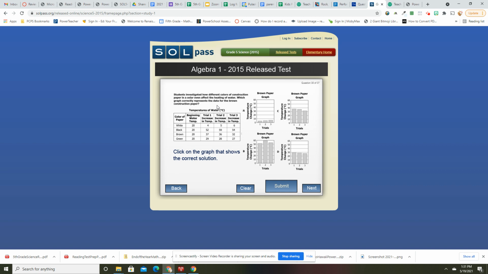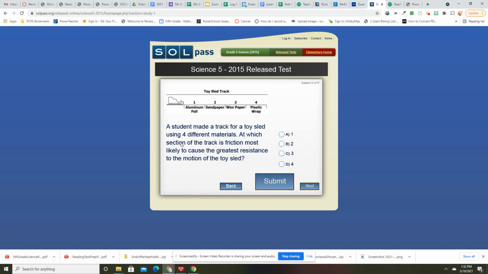Students investigated how different colors of construction paper in a solar oven affect the heating of water. Which graph correctly represents the data of the brown construction paper? All right, so we have the beginning water is 20. Then the trial is 37. So they have to go up to 37. So this one goes up to 37, and then it goes down to 36 and then 32. So it would be C. So make sure you look at all of these when you're in the actual test.